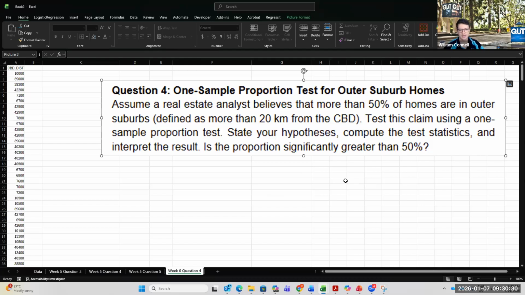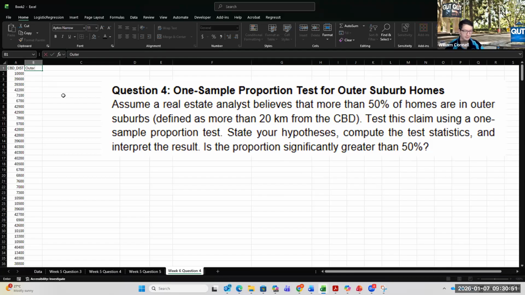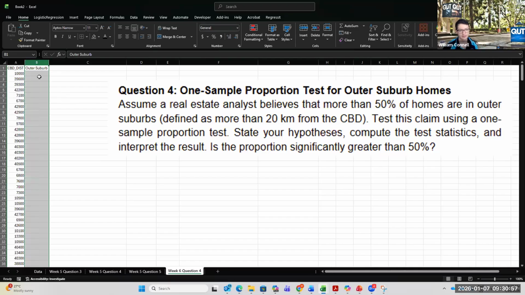Okay. So the first thing that we're going to do before we go ahead and actually perform the test is construct a dichotomous variable that indicates if a particular house in a data set is more than 20 kilometers away from the CBD. I'm going to call this new variable outer suburb. It's going to indicate if they are in fact an outer suburb house.